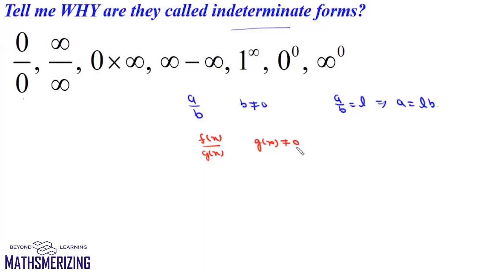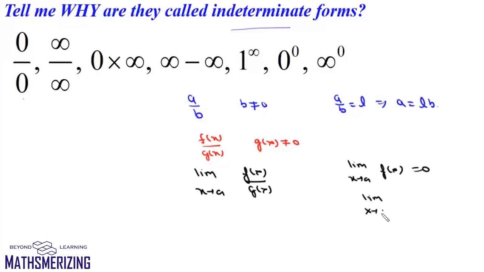So if we have any limit, say limit x tends to a, f(x) upon g(x), where limit x tends to a f(x) is 0, and limit x tends to a g(x) is 0. Now it becomes 0 upon 0 form. Now the question that naturally comes to the mind is, why is 0 upon 0 defined in case of limits? The answer to this question lies in the concept of limits.